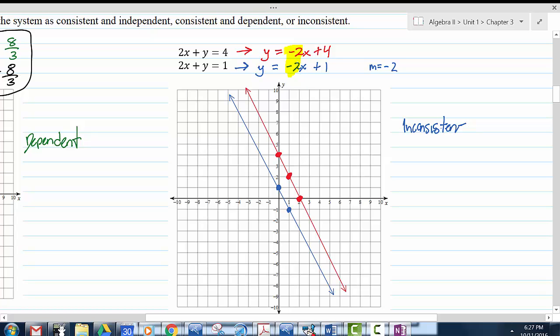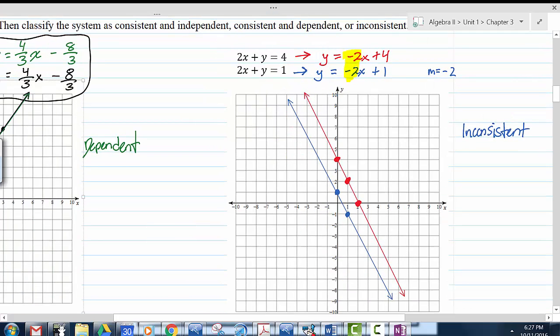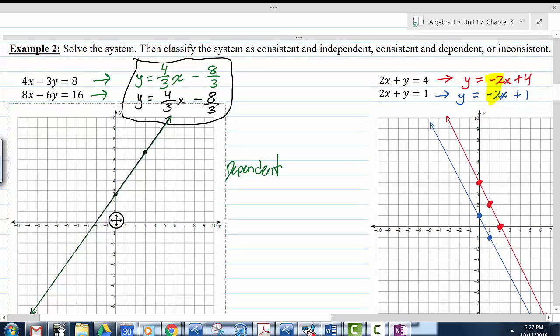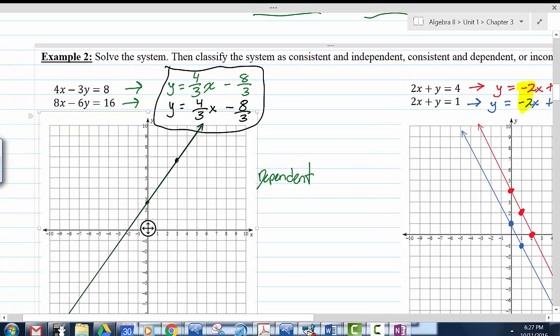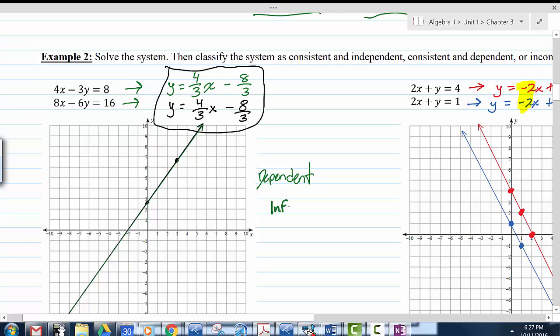And let's, oh, it didn't write it right. Now, when I go back over here, when your system is dependent, in other words, it's the same line, then there are infinitely many solutions.